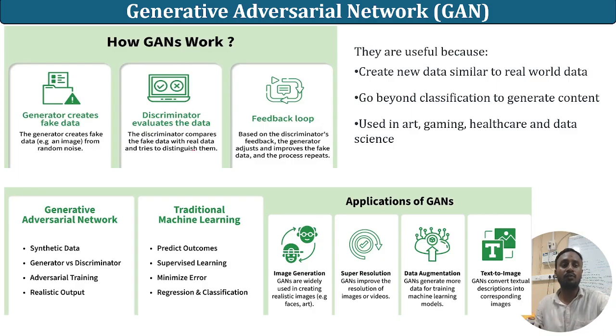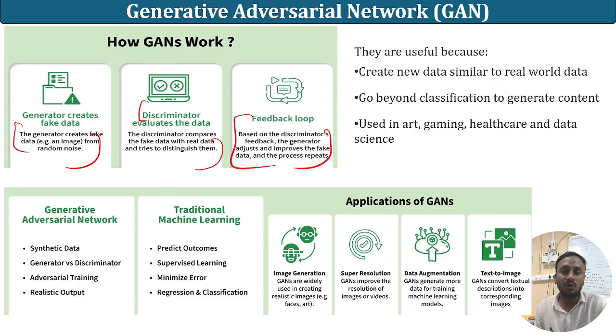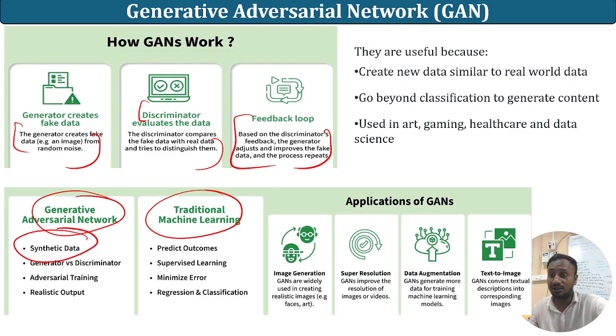So that's how it's going to work. It will generate and create fake data, then the discriminator evaluates the data, then there is a feedback loop. Okay. And what is the difference between generative AI and traditional machine learning? Synthetic data is not the actual data; we are going to create a new set of data. Okay.